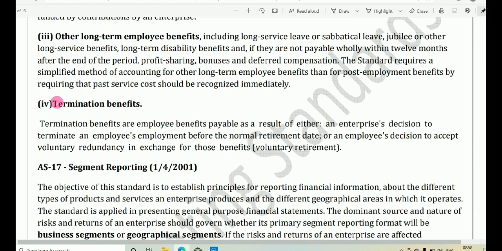Then, termination benefits. Termination benefits are employee benefits payable as a result of either an enterprise's decision to terminate an employee's employment before the normal retirement date, or an employee's decision to accept voluntary redundancy in exchange for those benefits, that is voluntary retirement.